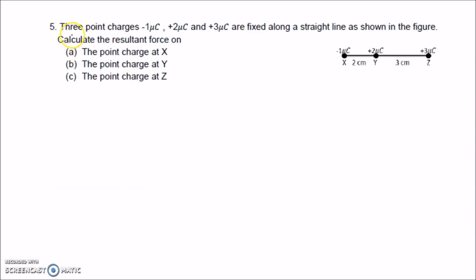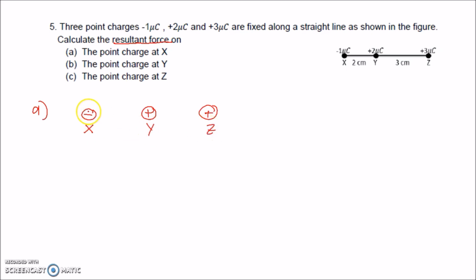Question number 5. There are 3 point charges, negative 1 microcoulomb, positive 2 microcoulomb, and positive 3 microcoulomb, fixed along a straight line as shown in the figure. Calculate the resultant force on the point charge at X, the point charge at Y, and also the point charge at Z. We want to find the resultant force. For question A, we have negative, positive, and positive. So we want to find the resultant force on charge X.